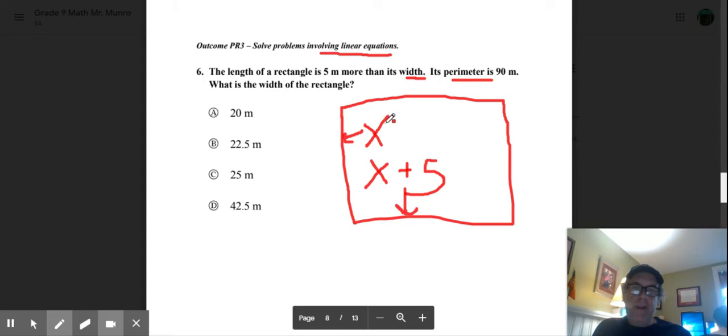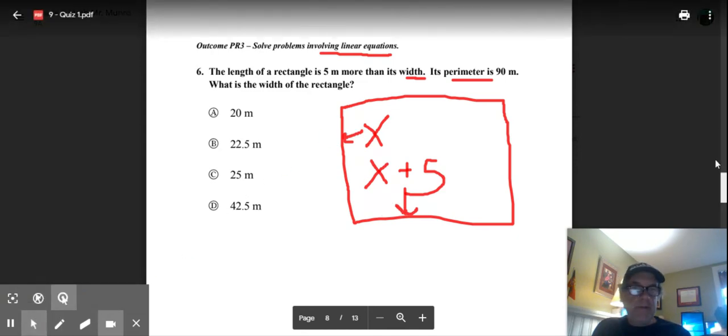I think when you find x, that's going to be your width. So that's a good one to be careful of. I think for that one, you just got to be careful to make sure that you add the numbers in there. So you don't want the length, you want the width. Next one.